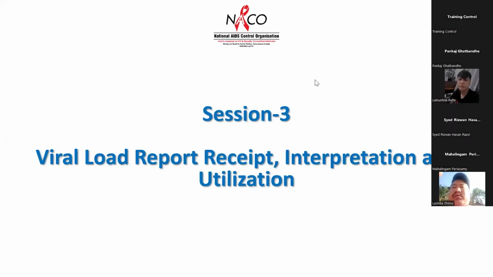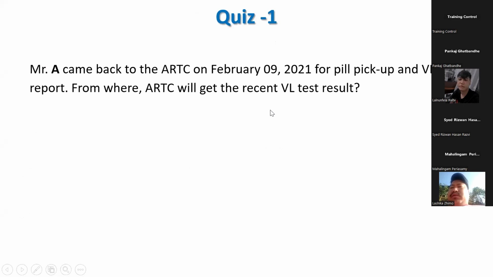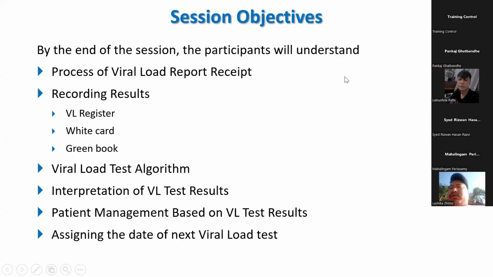Today's session, the third session, is on the viral load report receipt, interpretation and utilization. At the end of this session, we'll be able to see what is the complete process of viral load report receipt, and how to record these results in the viral load register, which is there in the ART center, and then the white card and the green book of the patient. And also what is the viral load testing algorithm and how to interpret these viral load test results and how to manage the patients based on this viral load test result, and what is the due date for the next visit.